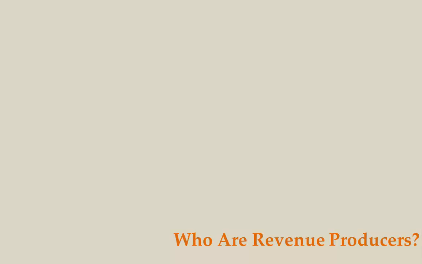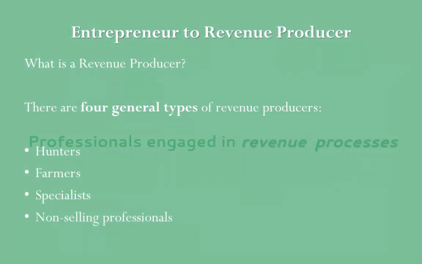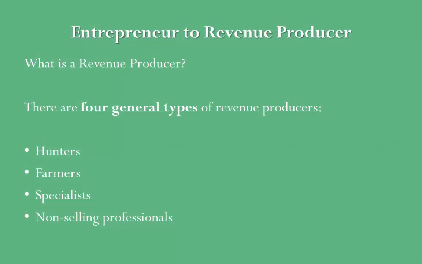So the question to answer at this juncture is, who are revenue producers? These are professionals engaged in the revenue process. We're going to take a look at who they are and what they do. There are usually 4 types of revenue producers. They are identified as hunters, farmers, specialists, and non-selling professionals.